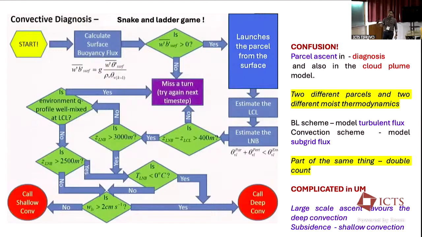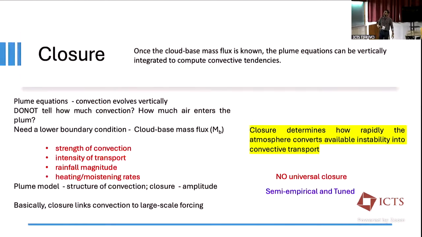For example, the low level neutral buoyancy: the difference between the equilibrium level and the LCL, if it is less than 400 meters, it just goes to the shallow convection because the depth is very low. So the convective flow goes to the shallow convection mode. This is part of the convective diagnosis that happens in the UM model to diagnose the convection, and later, depending upon the convective diagnosis, it calls whether it's deep or shallow.